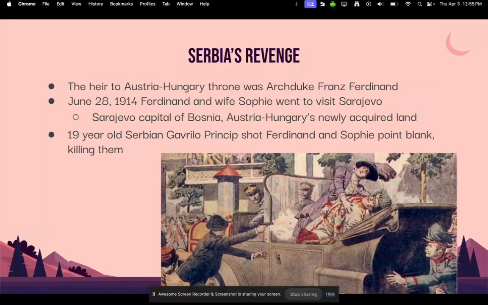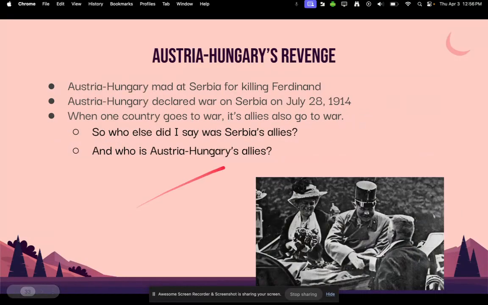So Sarajevo was the capital of Bosnia, which was Austria-Hungary's newly acquired land. Some of the people there were not happy about this, including this dude right here, who is 19-year-old Serbian Gavrilo Princip, who shot Ferdinand and Sophie point blank, killing them both. So Austria-Hungary is super duper mad at Serbia for killing Ferdinand. So Austria-Hungary declared war on Serbia on July 28th, 1914.